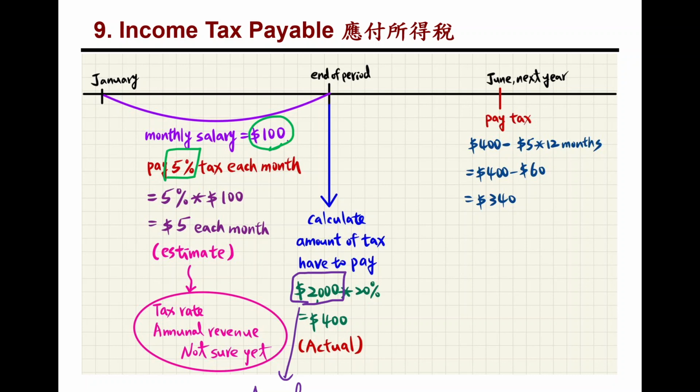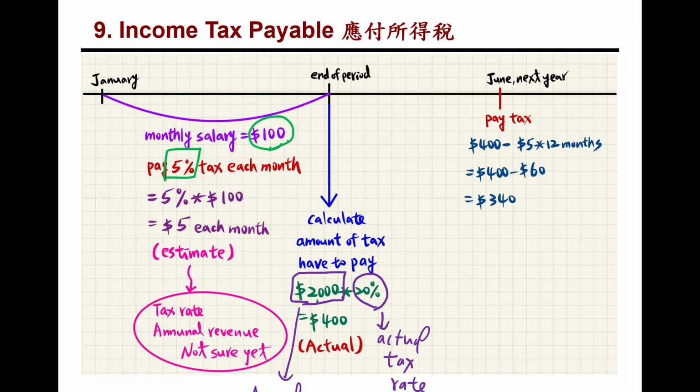Based on this, I find out what my actual tax rate is: 20%. Because I earn more money, I have to pay a higher tax rate. So this is my actual tax rate. Okay? So what's the actual income tax I have to pay to the government? Actually it is $400, right?